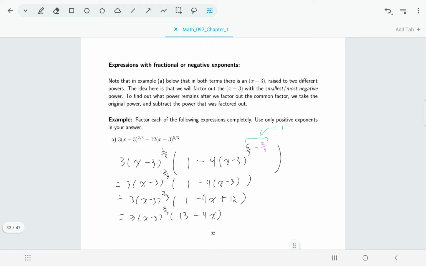So for this, I had no negative exponents to worry about. If I have some negative exponents to worry about, of course, I've got to think about that as well. And we'll see an example of that a little bit later on.